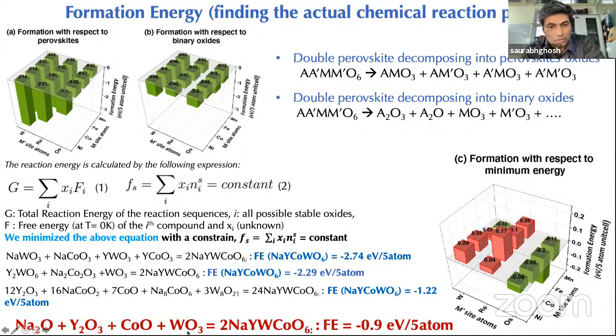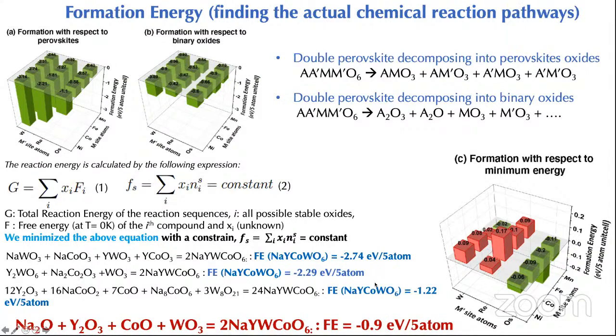With that, we found that this particular combination, Na2O, Y2O3, CoO plus WO3, this particular chemical pathway gives you a formation energy of -9 eV per 5 atom cell. All other chemical equation paths give you a much lower formation energy, but still then we compare this.